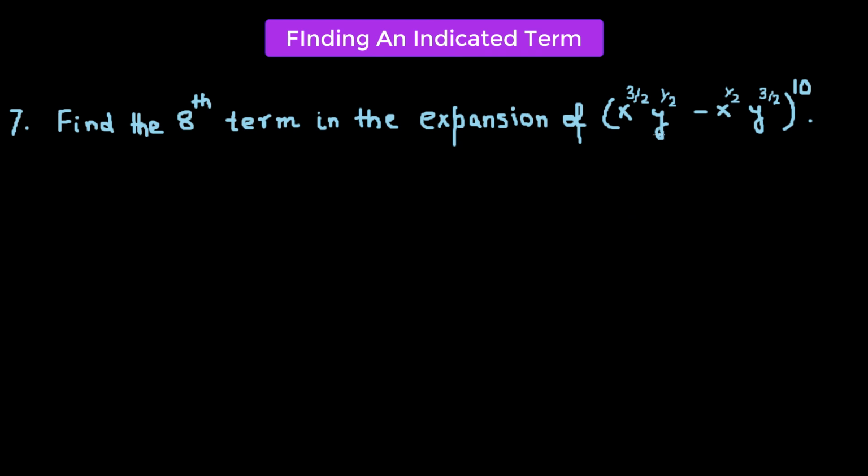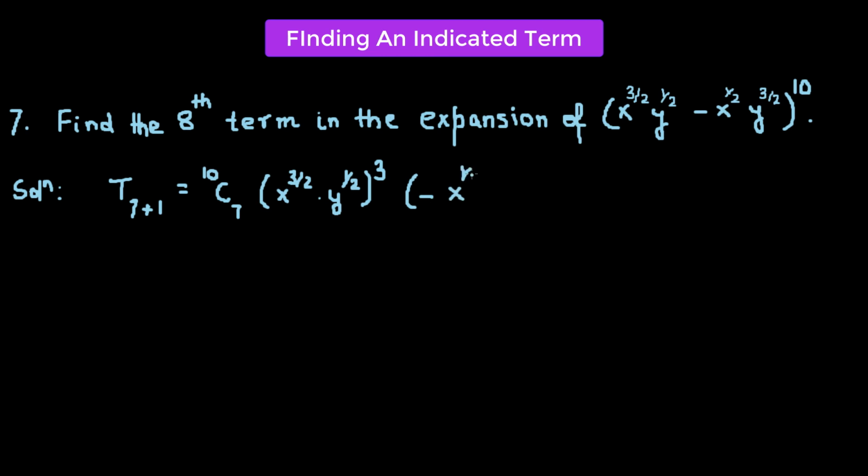So we have this binomial expression. We have to find out the eighth term. So the eighth term will be simply t7 plus 1, which is equal to 10c7. The first term is x raised to the power of 3 over 2 times y raised to the power of half, whole raised to the power of 10 minus 7, which is 3, times the negative x raised to the power of half times y raised to the power of 3 by 2, whole raised to the power of 7.